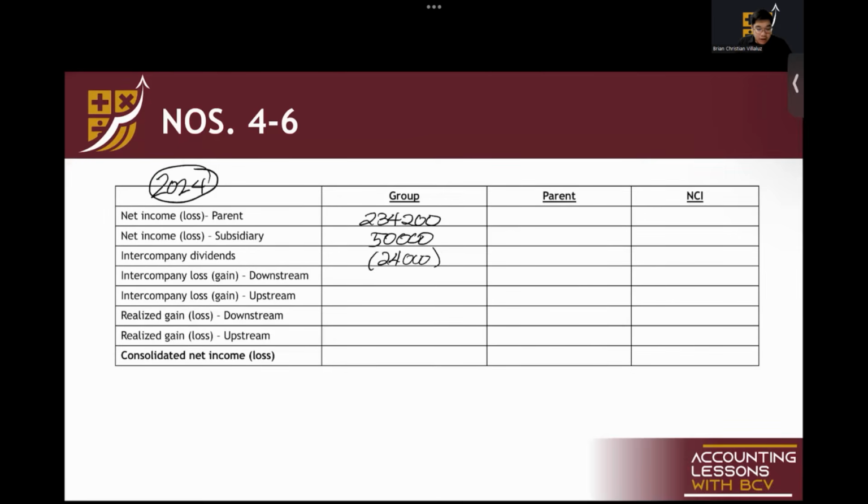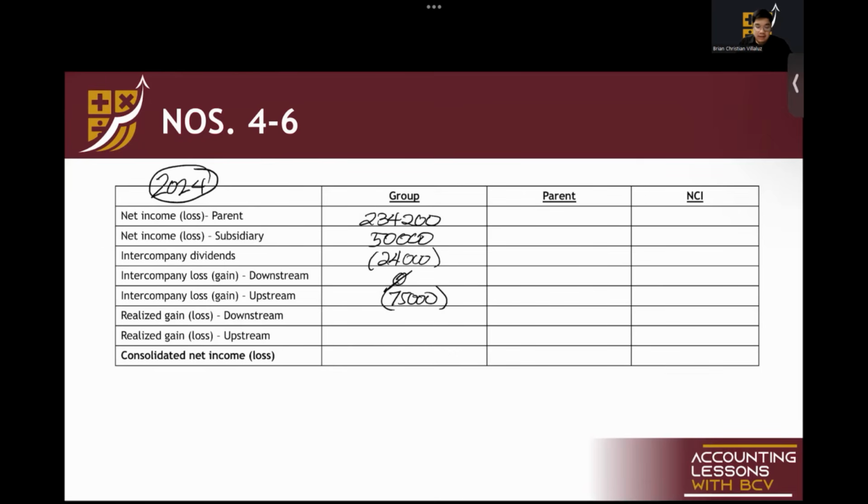Mag-eliminate ulit tayo ng mga intercompany gain or loss. No? Meron ba tayong downstream sale during 2024? Wala, no? Therefore, 0. Kasi yung dalawang intercompany sale na naganap ng 2024 ay upstream sales. Okay? Magkano yung i-eliminate nating intercompany gain? That would be 50,000 for the land and 25,000 for the depreciable fixed assets. So that would be 75,000 minus.